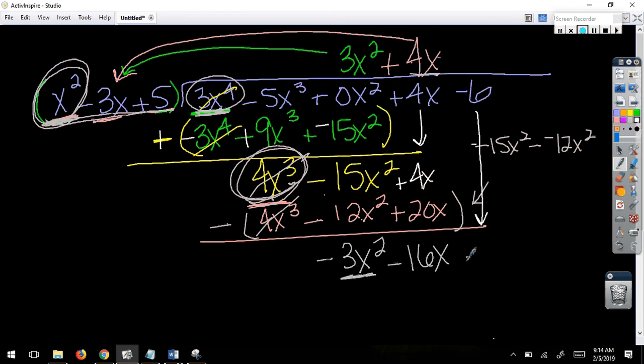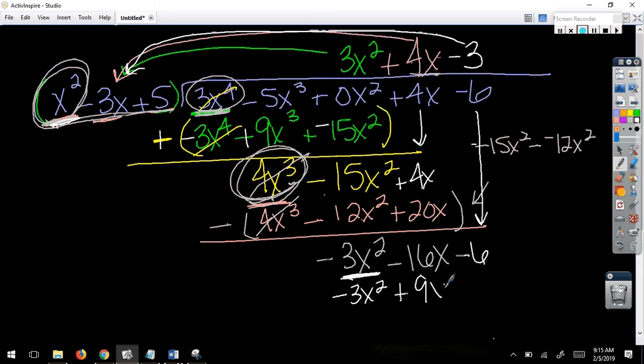Bring it down and start over. x squared times what gives you negative 3x squared? Negative 3. Multiply around. Negative 3 times x squared first is negative 3x squared. Negative 3 times negative 3x is positive 9x. Negative 3 times 5, negative 15. Subtract.